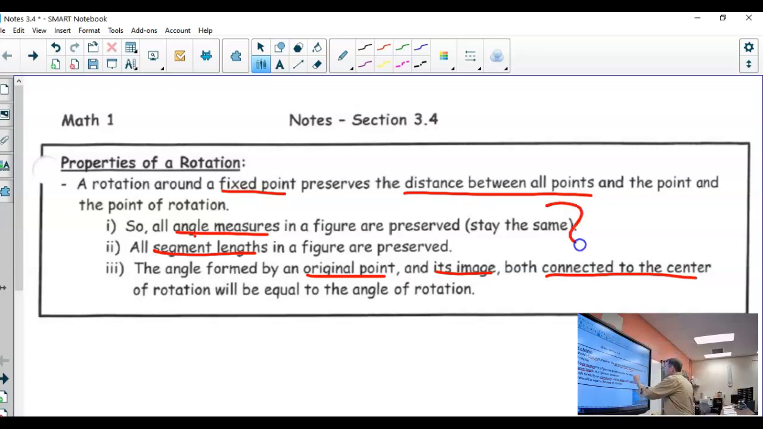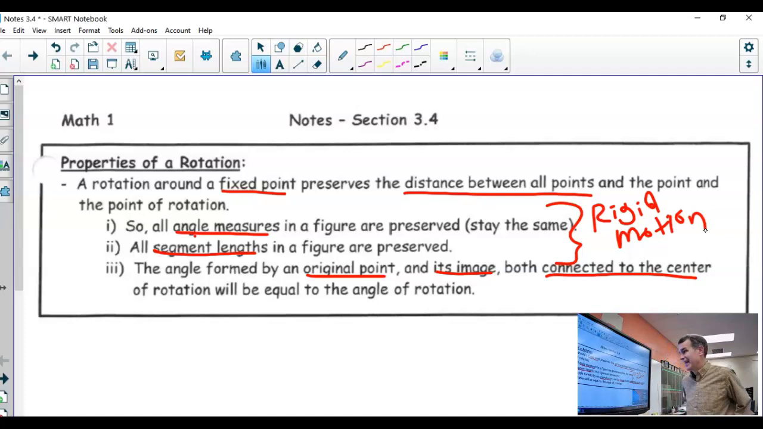Okay, these first two that say all of the measurements are the same, this is what makes this a rigid motion. A rigid motion is just a transformation that keeps everything the same, or it keeps all the measurements the same. That's what it means to be rigid.